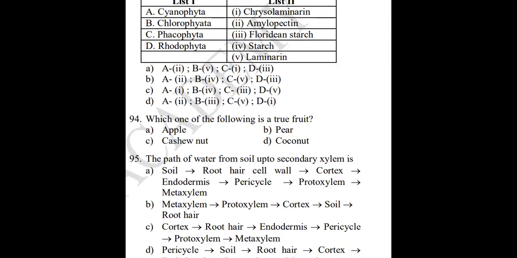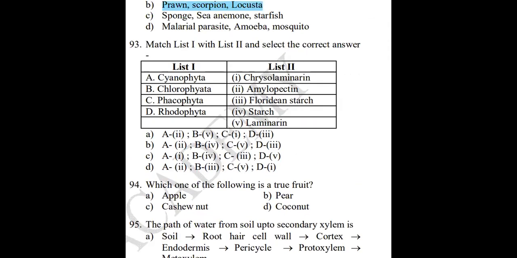Okay, the next question. Match list 1 with list 2. The first is Cyanophyta. The second is Chlorophyta, then Phaeophyta, and then Rhodophyta. So first is Cyanophyta, which means Cyanophyceae, all the cyanobacteria. These usually have the reserve food material as amylopectin. So we can mark A as 2. You can see three options that have A as 2.